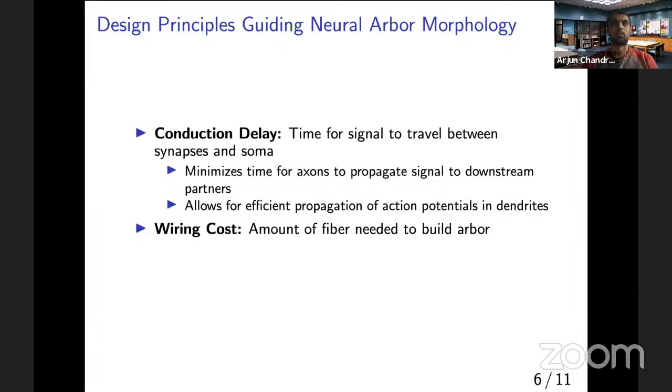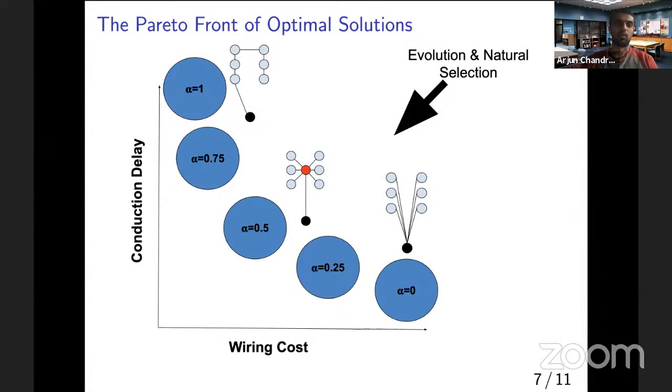And the principle of wiring cost states that the arbor wants to minimize the total amount of material needed to connect everything, but while still maintaining a structure that allows you to get from the cell body to every possible synaptic partner. Now, in general, it's impossible to minimize both of these simultaneously. If you only cared about minimizing the conduction delay, you would connect the cell body in a straight line to every synapse, but this would be very inefficient in terms of material cost.